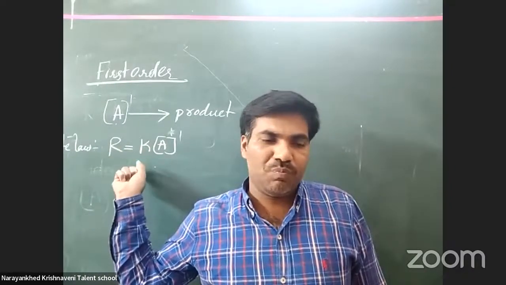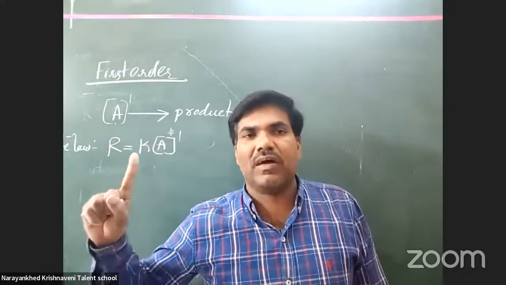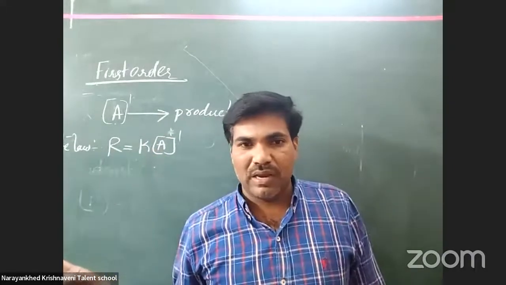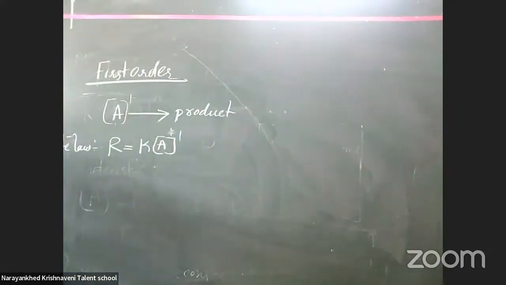Now, one reactant term should be involved in the chemical reaction. Clear or not? That is called a first order. When you check here, whatever the rate law is for the reactant, how do we find out the rate law for it? The rate law is this one, and also the rate constant.